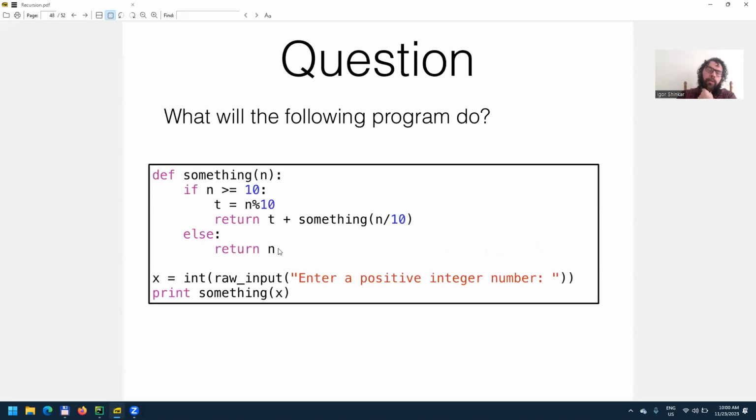Here's a question for you. Maybe we'll do it later. What does this program do? So let's see. If n is less than 10, just return the number as is. Otherwise, compute the unit digit, compute something on everything except for the last digit, and then add the last digit. So what do you think it will do? Okay, how about you run it and you see?